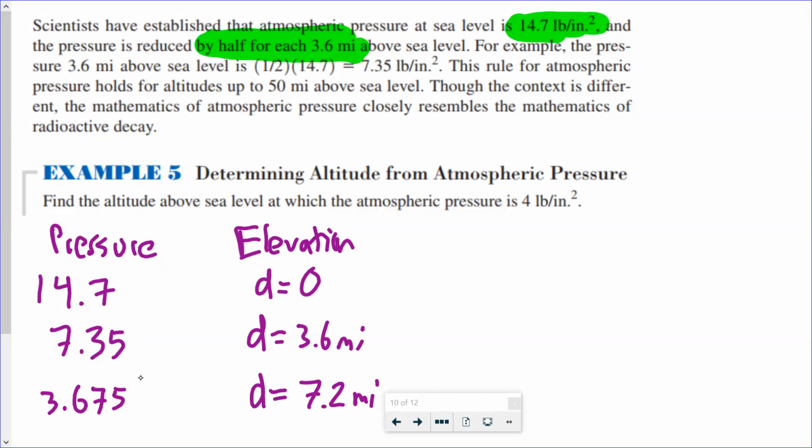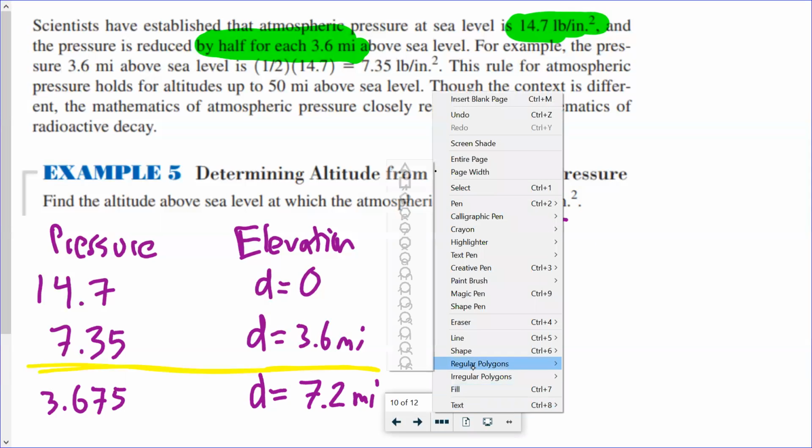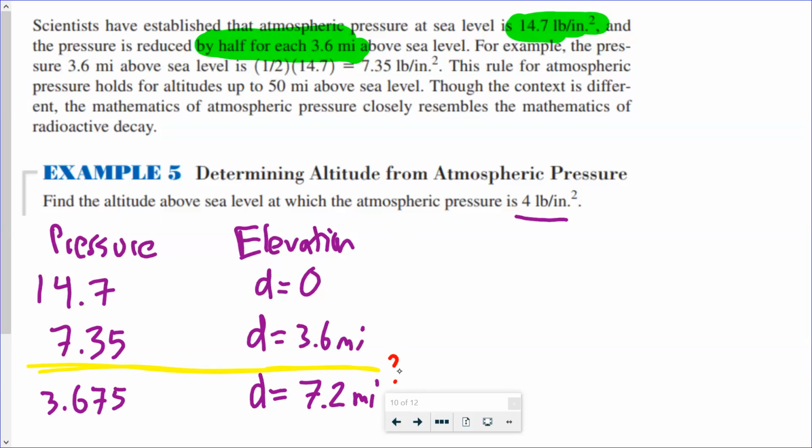All right, now the question says, find the altitude above sea level, also known as elevation, right, at which the atmospheric pressure is 4. Based on the chart we just made, 4 is going to be somewhere between these distances, because it went from 7.35 to 3.675. So probably closer to that 7.2, right? So we're trying to figure that out. To do that, what we need to do is come up with an equation and then graph it and then see when it's 4.